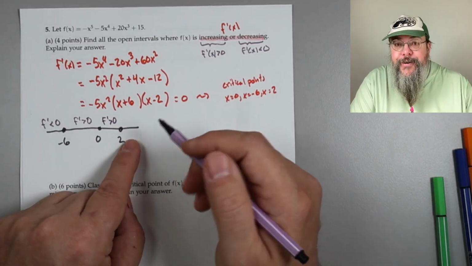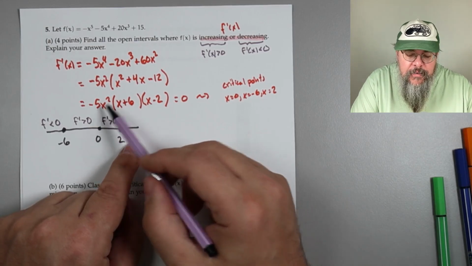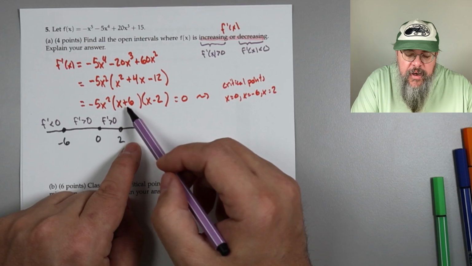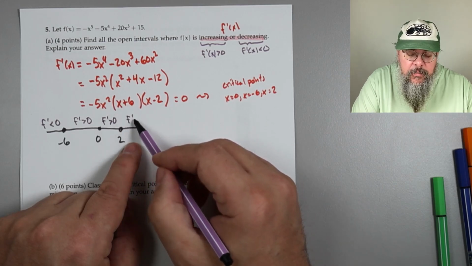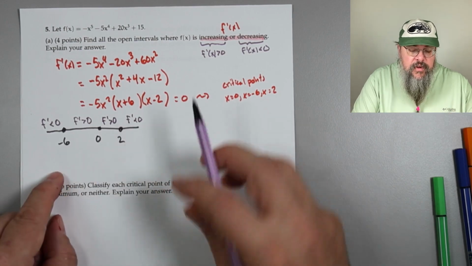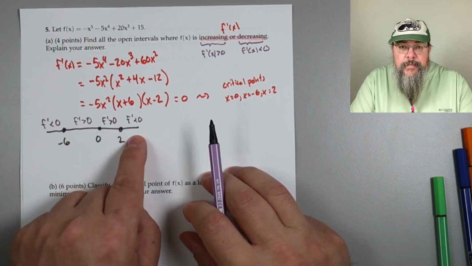3, 100, a million. But 3 is pretty easy. Negative. 3 plus 6 is positive. 3 minus 2 is positive. And so negative, positive, positive, we get negative. So what do we see? We're negative, we're positive, we're negative.